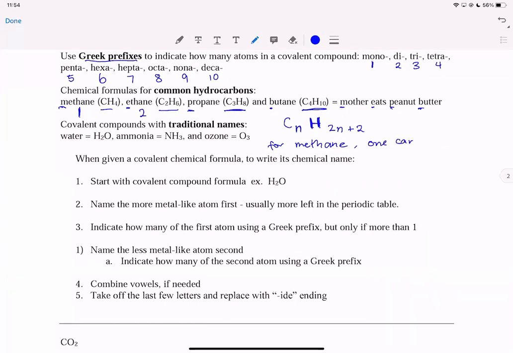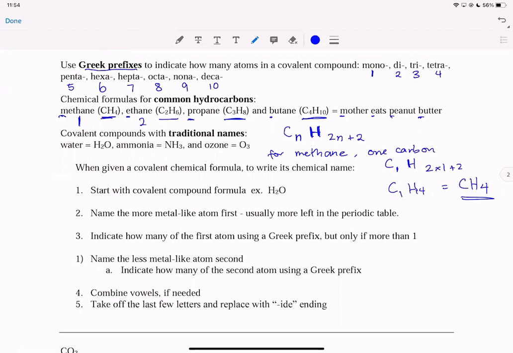That 1 carbon means that you have C1 and then H, which is going to be 2 times 1 plus 2. So this is C1H4, or to shorten it or reduce it, you can get rid of the 1 and it's just CH4. So that's how you get that chemical formula for methane. It's the number of carbons, which is the first subscript, and then you multiply that number times 2 and you add 2. Okay, so let me show you how that works for the second carbon.